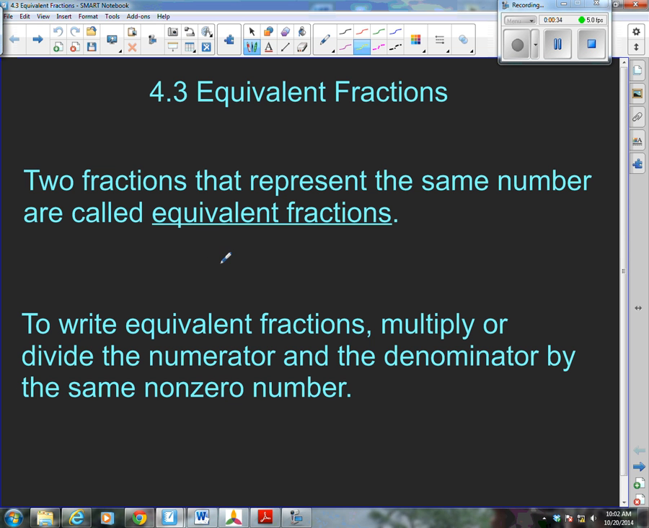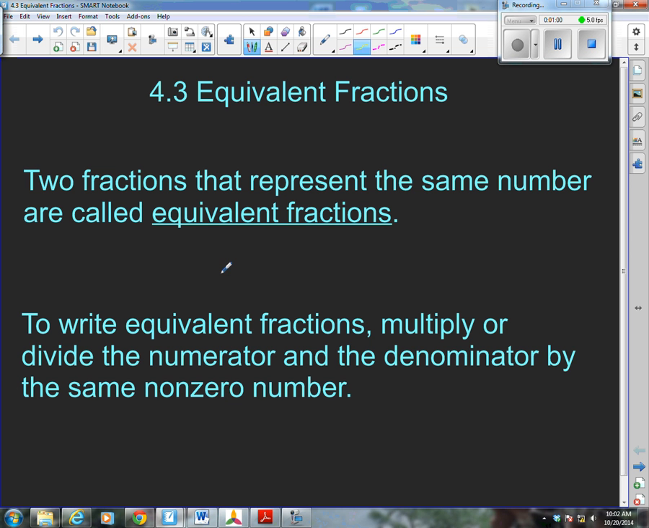So there's a couple things we need to know. Two fractions that represent the same number are called equivalent fractions. A fraction can be written in any form. You're used to reducing fractions, but certainly fractions may not be reduced. You can think of an infinite amount of fractions that will equal each other. And we're going to look at that here in a second.